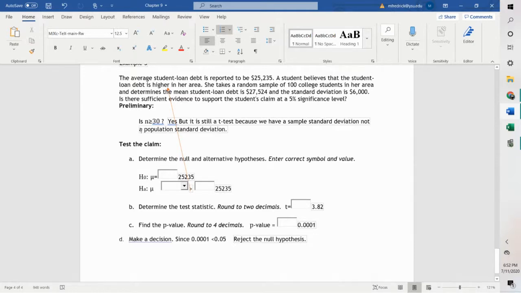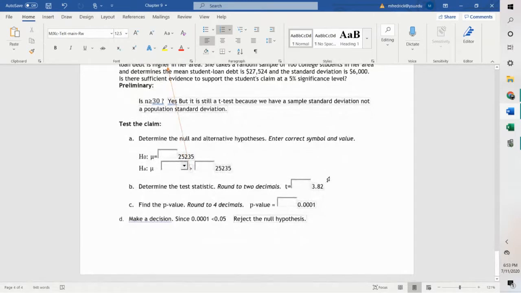Well, the first thing is we need to decide if it's a T or a Z. N is greater than or equal to 30, but it's still a t-test. The reason it's still a t-test is because this standard deviation is from the sample and not the population. And so you're still using a t-test. The null hypothesis is always equal to the population mean. And then we were testing greater than, and that's why this is greater than.